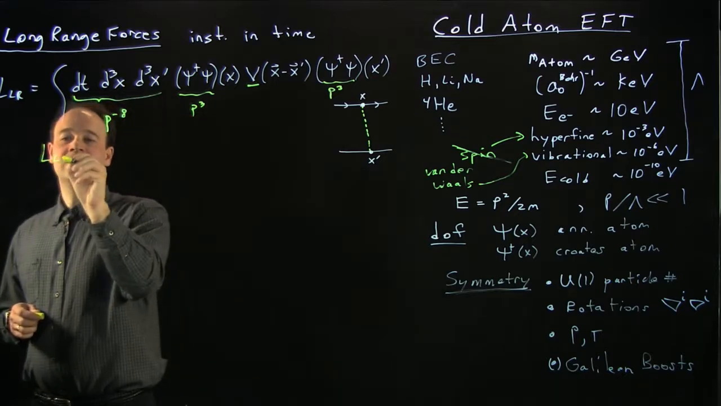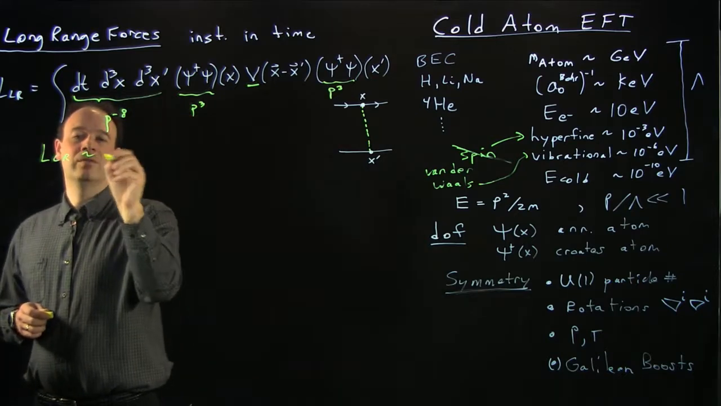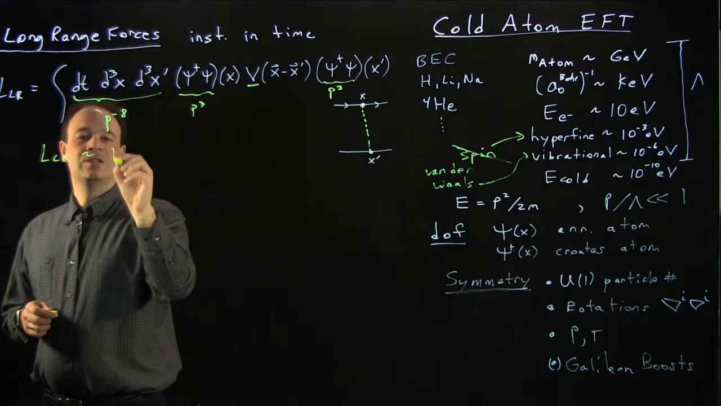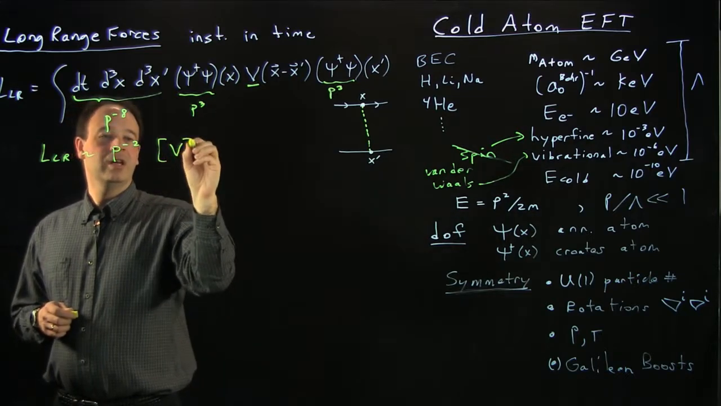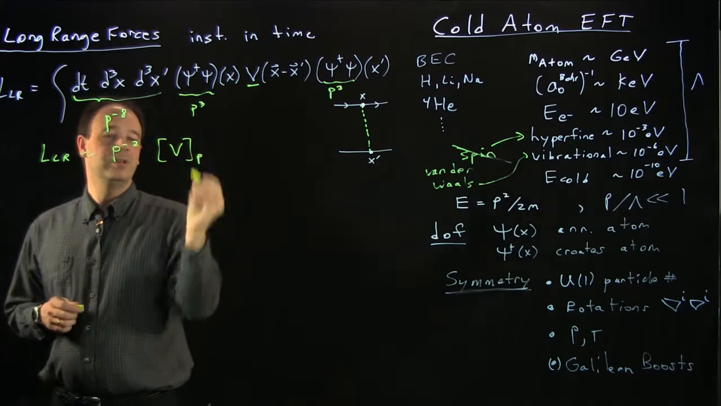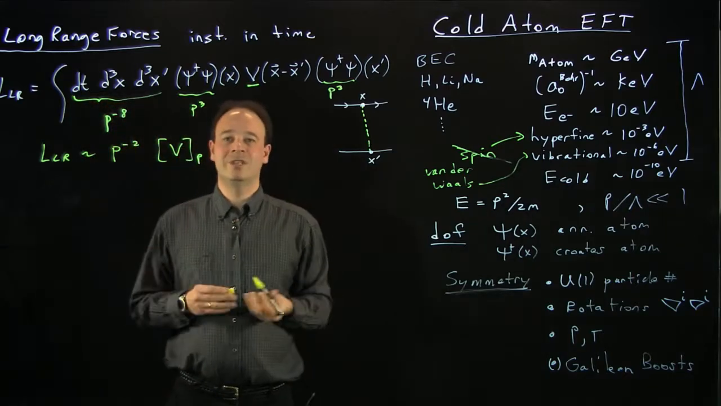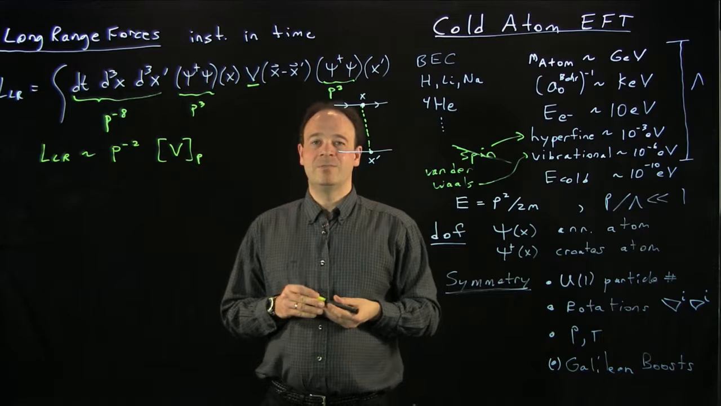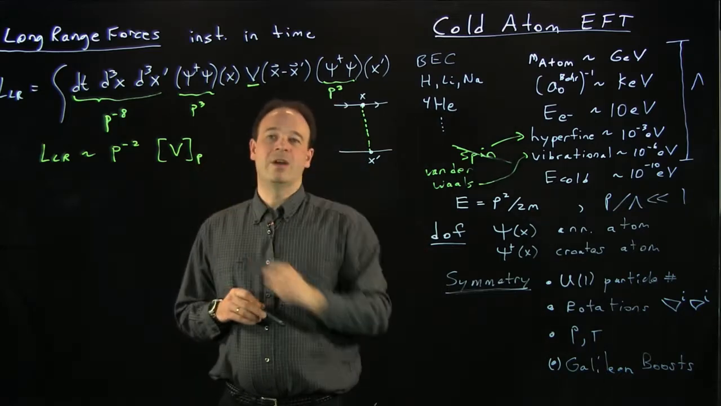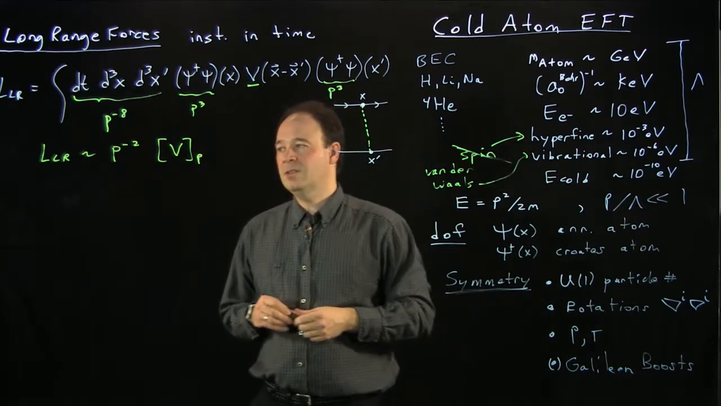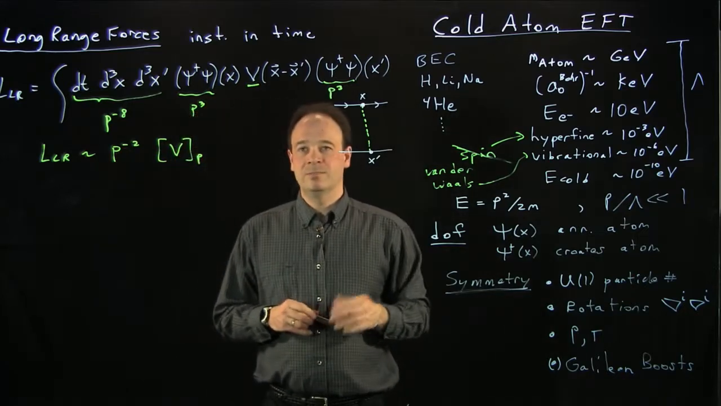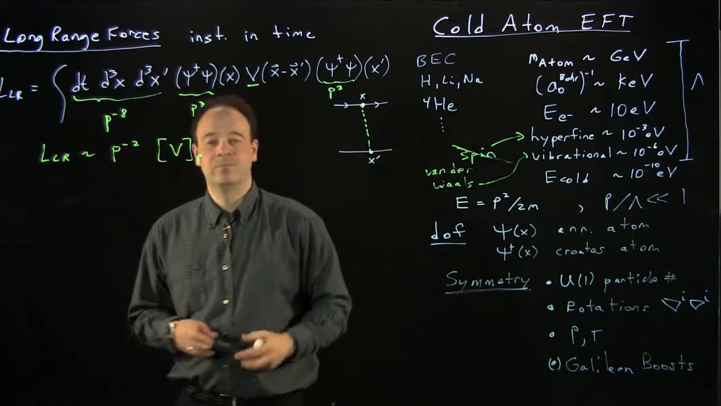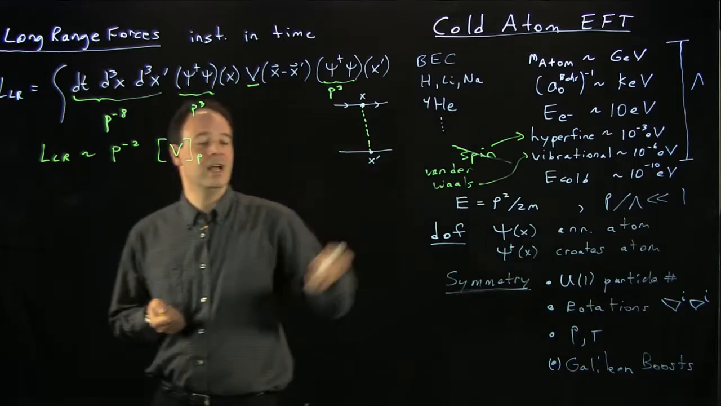So let's summarize this by saying the L long range goes like p to the minus 2 from the things that we can count. And then depending on the power counting of the potential, which I'll denote by putting a square bracket, sort of the dimensions of the potential, but here the dimensions of the potential in units of the power counting, which is this p. OK, so the L long range will scale like that. And now we can do some simple examples of what kind of long range forces are interesting for atoms.